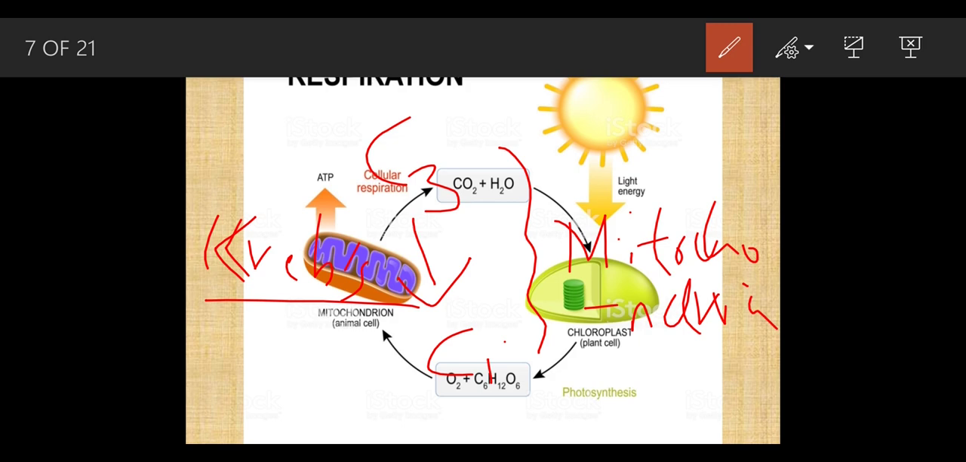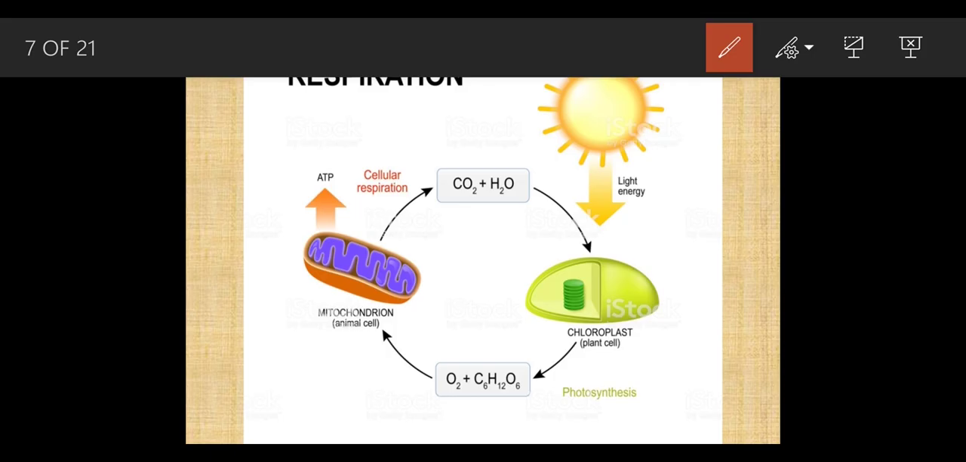There are a few important steps where each breakdown is done by enzymes. What are enzymes? Enzymes are biological catalysts. You have heard the word catalyst. What is the work of a catalyst? It helps to speed up the reaction. In the same way, living organisms have enzymes. And energy is released in the form of ATP. This is the third part.